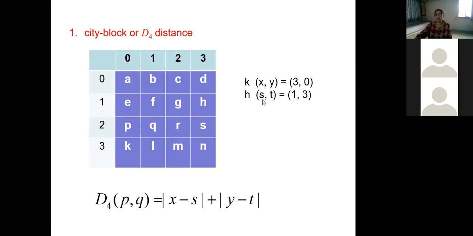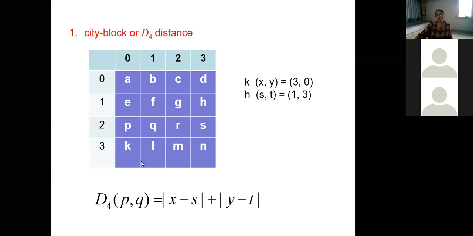So the difference between X and S is 2. The difference between Y and T is 3. So 3 plus 2, it is 5. We can also verify it by the city block concept. If we want to reach from K to H, first we will take one step here, then one step here. So this is 2. And then horizontally, we take 3 steps, E to F, F to G, G to H. So total 2 vertical steps and 3 horizontal steps. So distance is 5. Though you follow any other path, you will get the same distance.